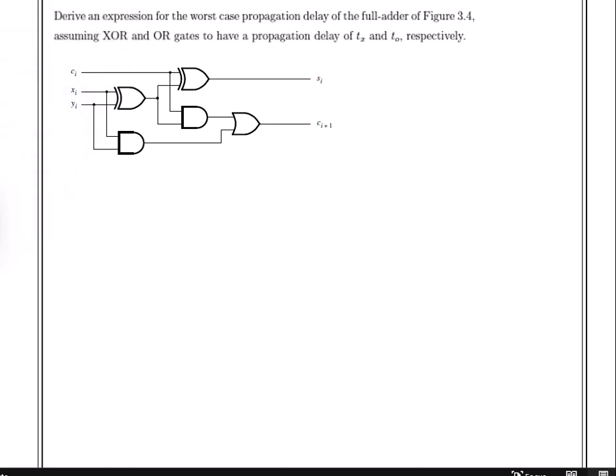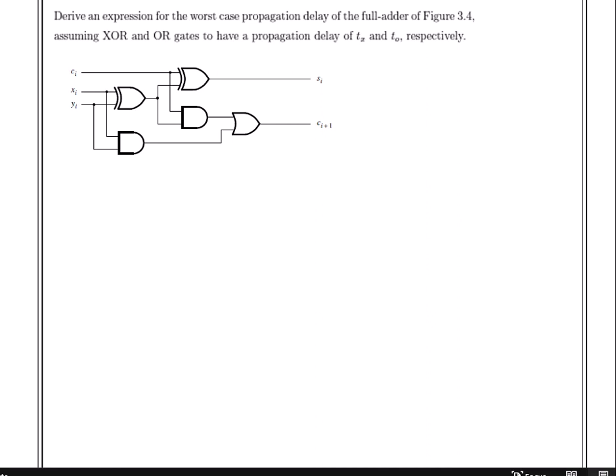Okay, so this one says to derive an expression for the worst case propagation delay for this full adder, and assuming XOR and OR gates have a propagation delay of Tx and To respectively. So we want to figure out what the worst case propagation delay is.